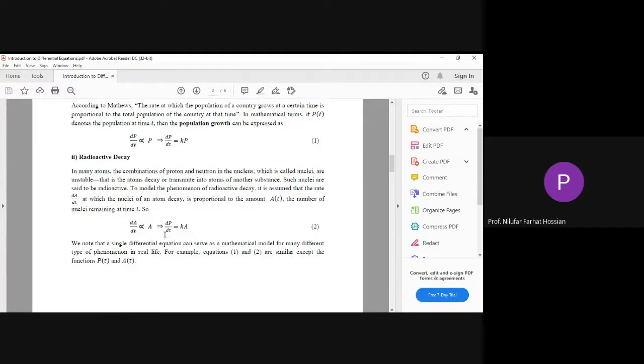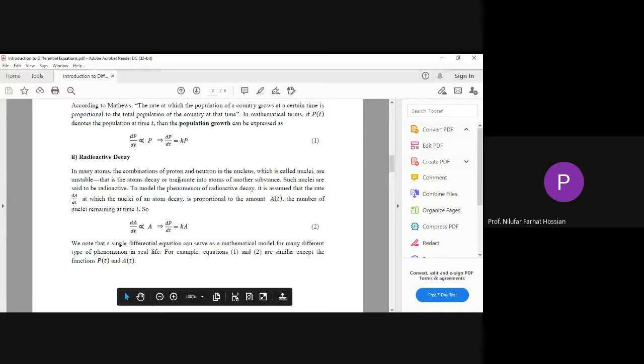So another differential equation which is exactly similar to this, but the function is different. Here the function was the population function, and here the function is what? The number of the nuclei, the number function. So please make it correct. It should be A here, not P.